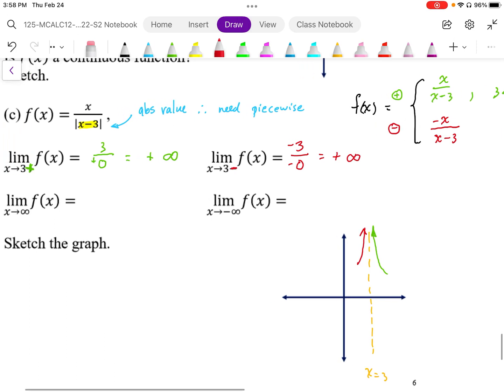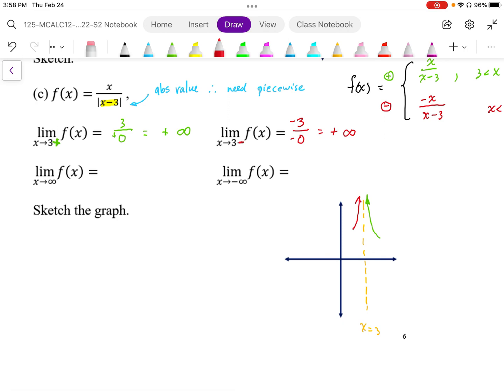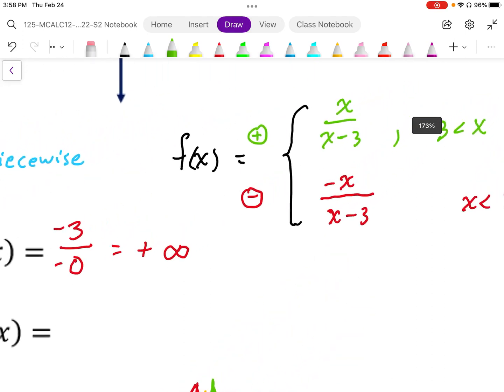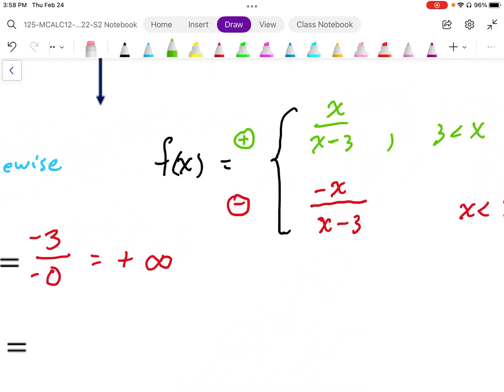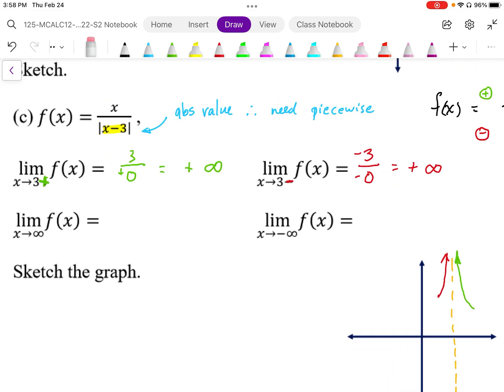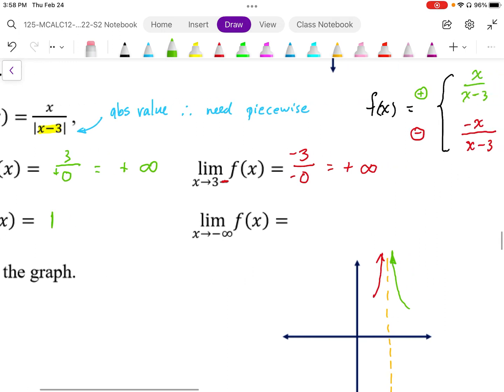Then we can look at what's happening at infinity, the endpoint behavior. As x goes to positive infinity, I'm going to use the green. And I can see that the negative 3 becomes insignificant. So basically, I'm just going to take the ratio of x over x. That's equal to positive 1. So the limit as x goes to positive infinity is going to be positive 1. So I'm going to have a horizontal asymptote at positive 1. I'm going to draw my horizontal asymptote in here at plus 1. So it looks like the graph is just going to continue along the asymptote like this.